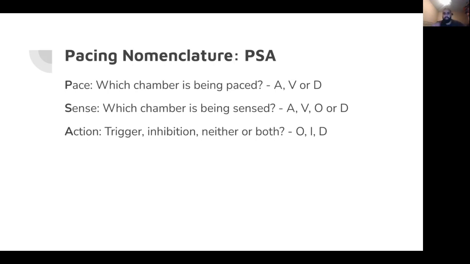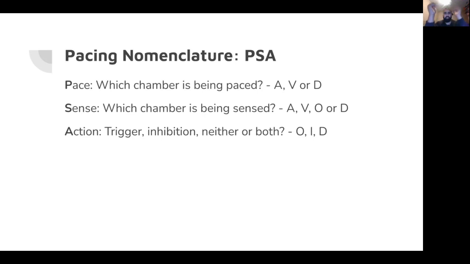So just so you have an idea to orientate yourself about these acronyms, remember PSA. PSA will tell you what each letter in the acronym stands for. So the first letter, pace. Which chamber are we pacing? If we have to pace, which chamber are we pacing? That's P. S is which chamber is being sensed. So almost always these two are the same, because we want to read information from one chamber and then use that information to influence whether or not we're going to then pace that chamber. So that's why it's VVI, AAI.